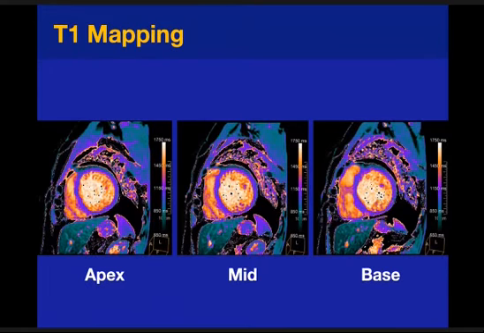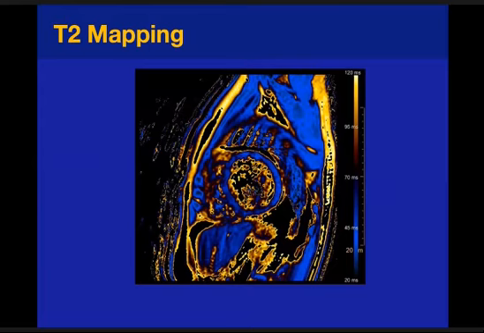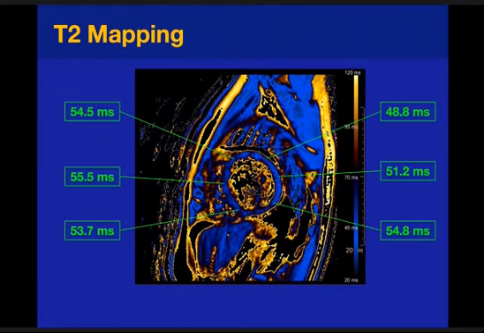T1 mapping for this patient at the level of the apex, mid, and basal ventricle was around 1090 milliseconds. So it reflects a mild increase in T1 signals. Usually the normal in our institution is around 900 to 1050. T2 mapping done in this patient, we look for edema. On the 6 segments of the ventricle, the relaxation times range from 48 to 55 milliseconds, which are also normal.